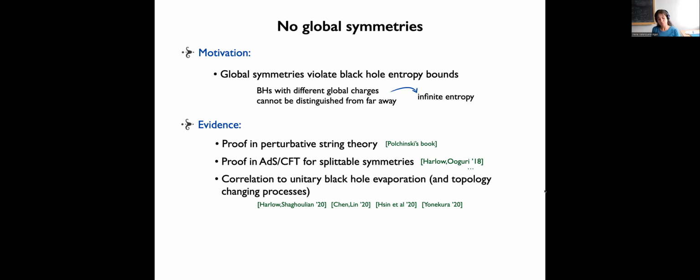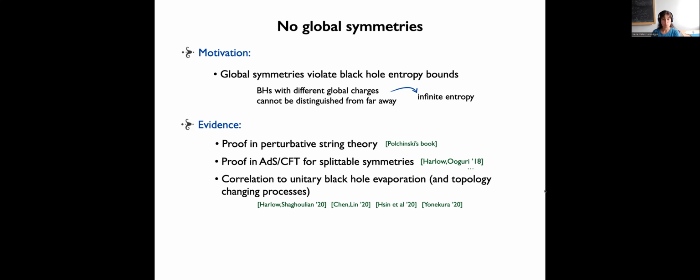Sure. Okay, so this was just to give you an intuition, and this intuition is what is behind the proof for the absence of global symmetry in quantum gravity. As I said, the proof of Harlow-Ooguri in AdS/CFT is based on this. It's based on the difference of whether you can carry the information to the boundary or not.